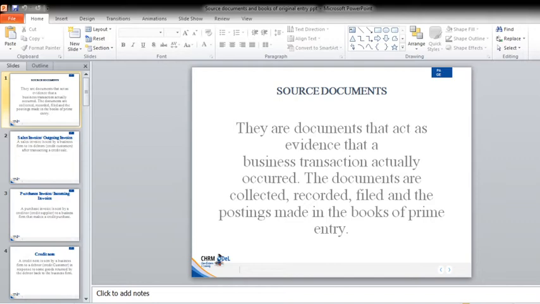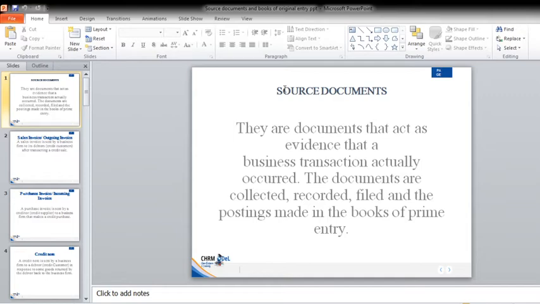In our today's lesson, we are going to discuss double entry bookkeeping, whereby we shall understand how we record the accounting transactions in the books of accounts. To start in that particular chapter, we shall have to look at the source documents.